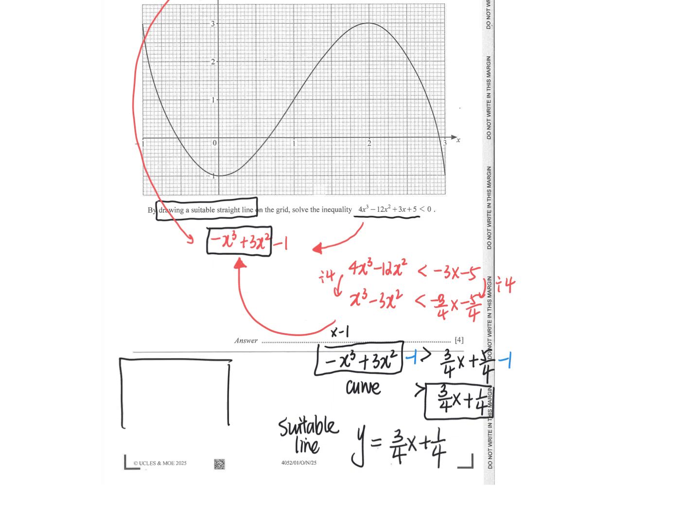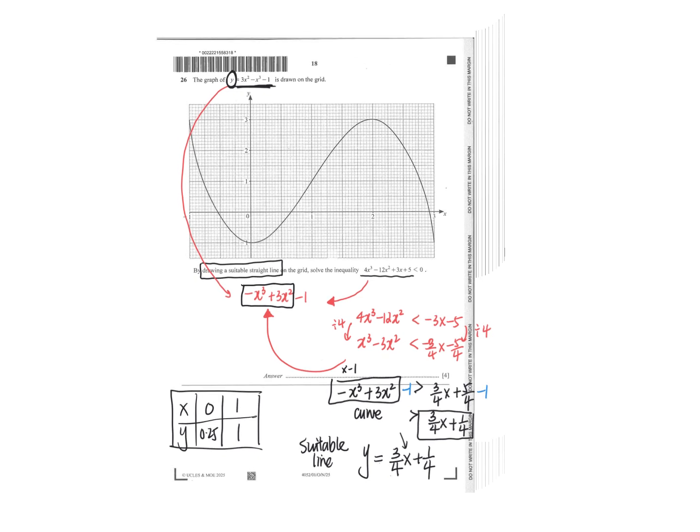Okay? So this is just a linear graph. You can just plot in two values of x. So let's say x is 0, then y is 0.25. Then when x is 1, then my y is 1 also. So I go and plot these 2 points out, 0 and 0.25, let's say here. Then 1, 1 is here. So I go and join the 2 points together. This is the graph that the question wants me to draw. Okay, so this is the suitable line that I've drawn.